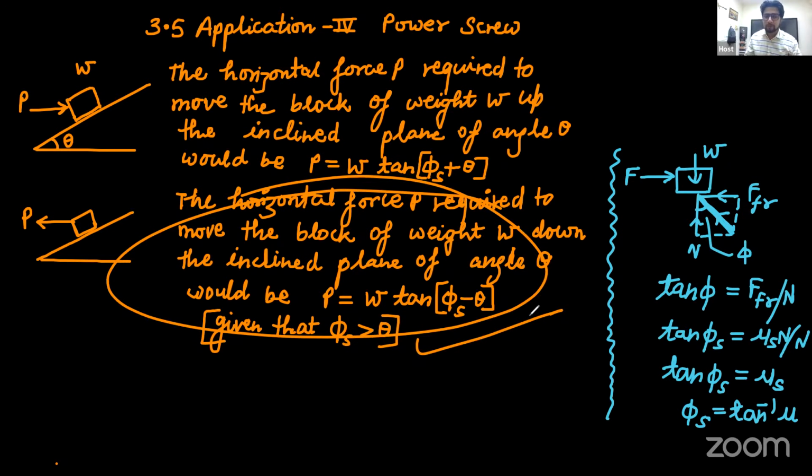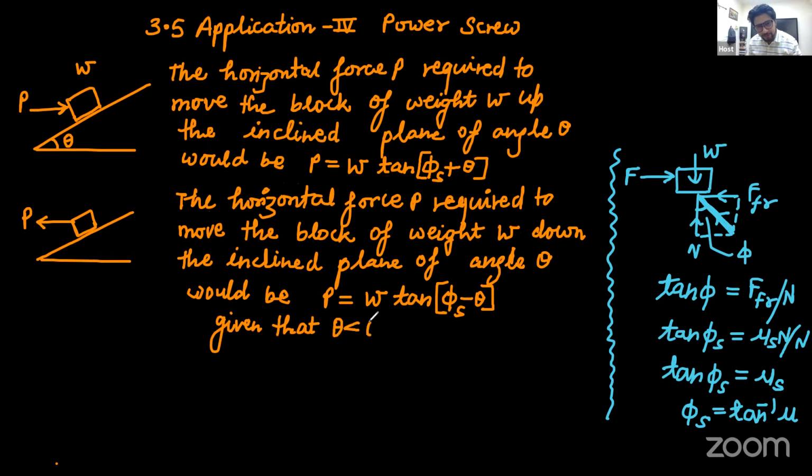Why? What is the logic behind it? Why is this formula valid only if theta is less than phi s? Otherwise the block will slide down, sir. If theta is less than phi s, then only it will be in static condition. It will not fall by itself.